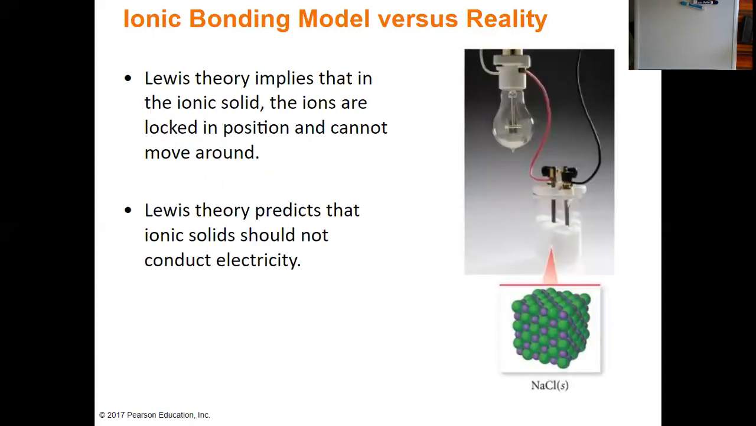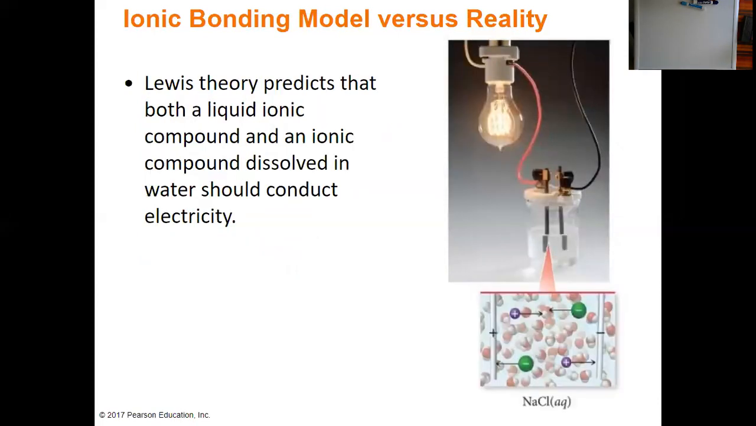You would also imagine that in an ionic solid, because everything is locked in place, all of your positive and negative charges are locked in place, that you wouldn't be able to conduct electricity through an ionic solid. And that is the case, right? To conduct electricity, a material has to have charged particles that can flow through the material. Ionic solids don't have that. They have charged particles that are locked into place, so they can't conduct electricity.